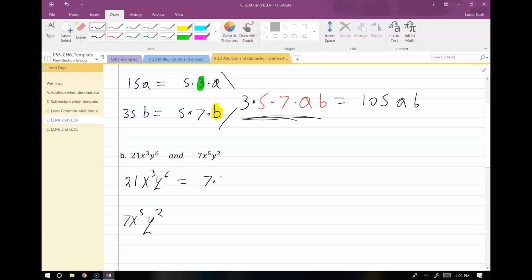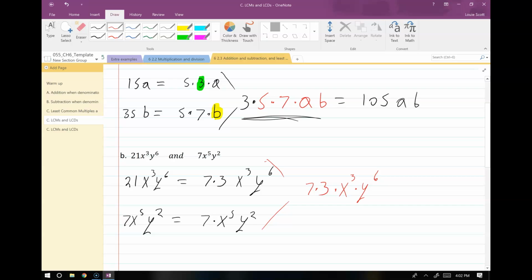Sorry. 7 times 3, right? x cubed, y to the 6th. And then this one is obviously just the 7 times x to the 5th, y squared. Now, this is actually a good example because it shows you how to deal with a bunch of different exponents or different variables. So with this, I choose one of these. I'll choose the 21 because it contains the 7 already. So 7 times 3 times x cubed times y to the 6th.